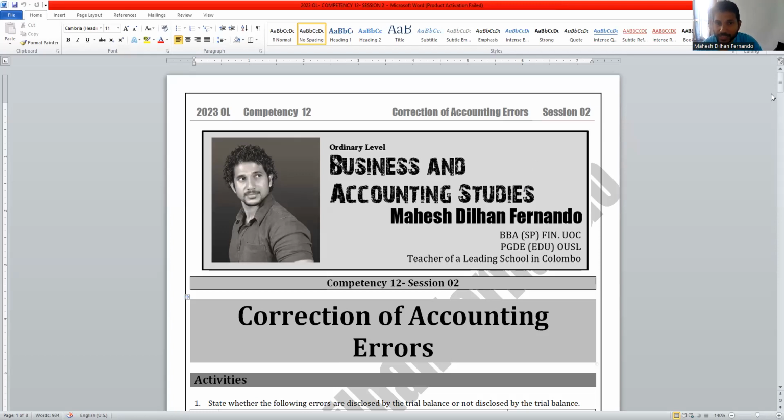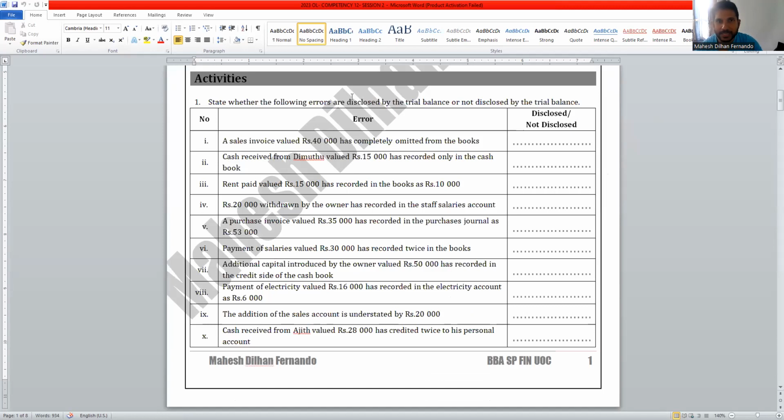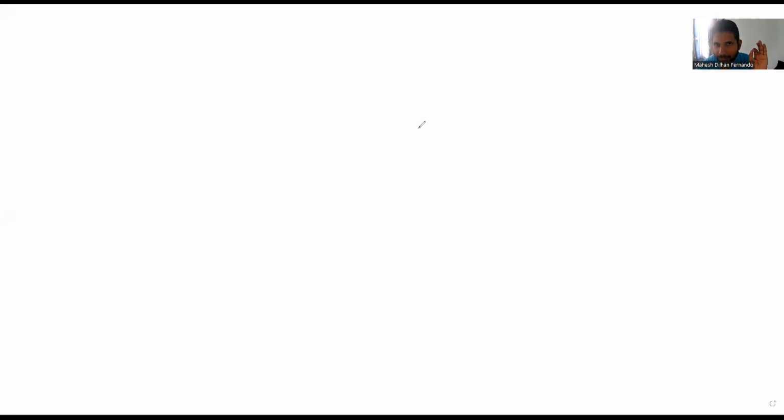We are into the last session of the 12th competency. We have a few activities. Now, let's recognize whether these errors are disclosed by the trial balance or not disclosed. If you get a question like this, how do you recognize whether the given error is affecting the agreement, disclosed by the trial balance or not? It's very simple. Let me give you a very easy method.